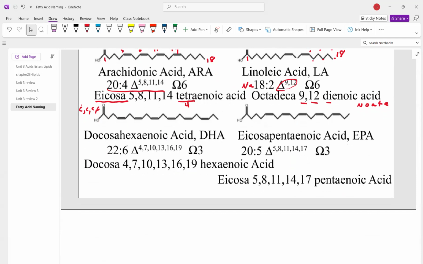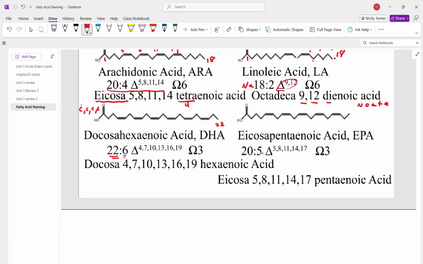Okay, so let's look at DHA. 22 carbons long, 6 double bonds, 6 cis double bonds. It's an omega-3. So that means 3 carbons in from the end is the first double bond, and it doesn't say anything more about where those other double bonds are located. Using the delta, we do know where they are located, or if we know the IUPAC name, we also know where they're located.